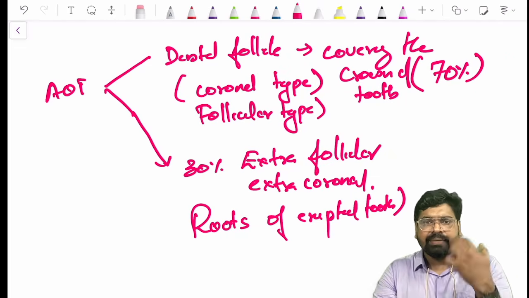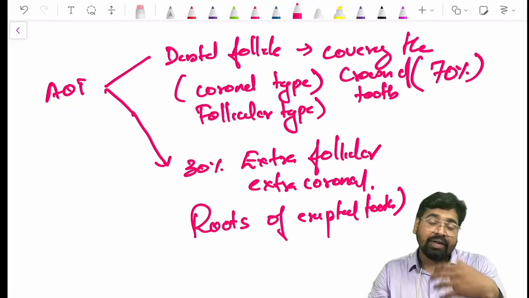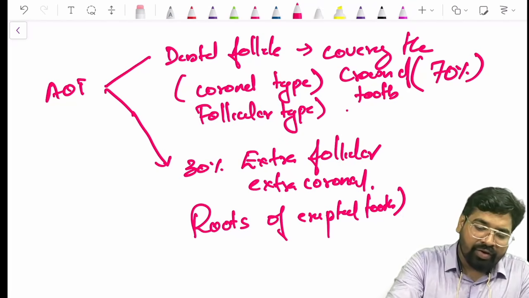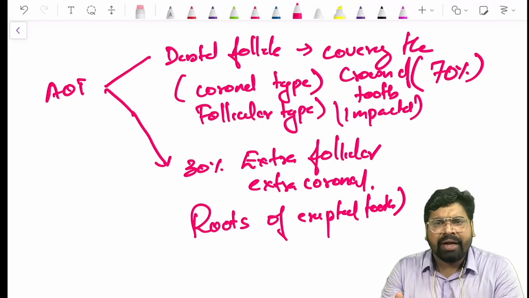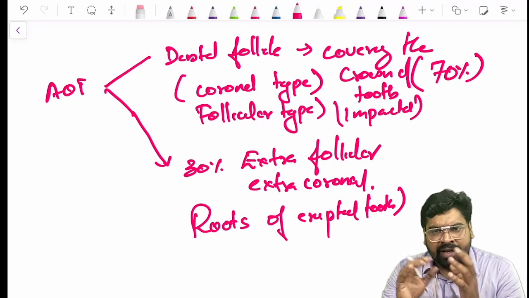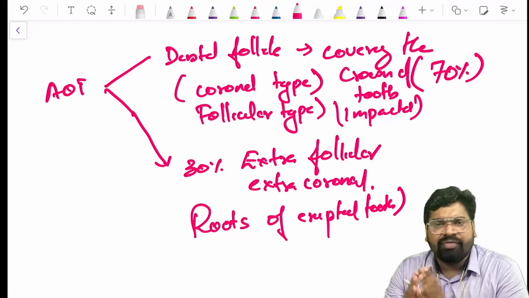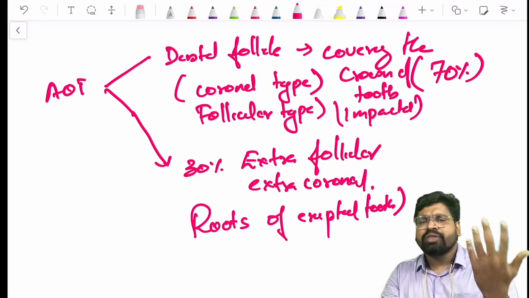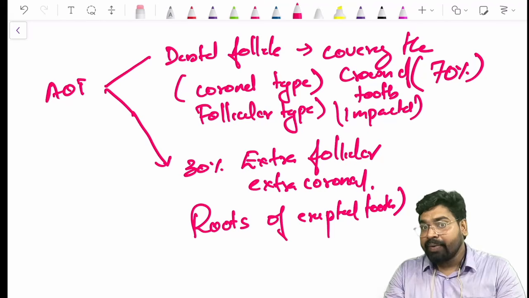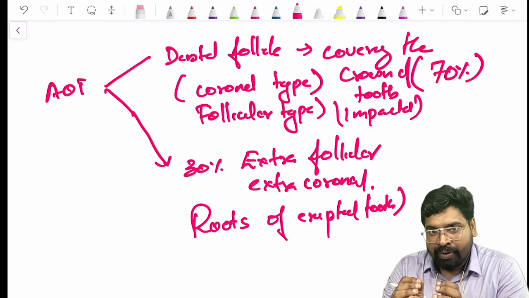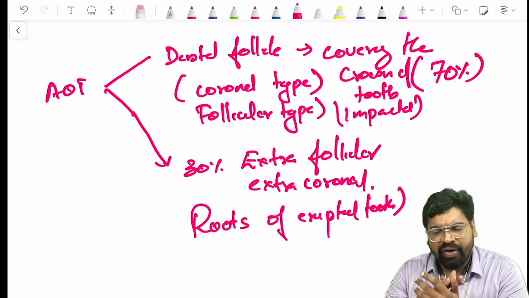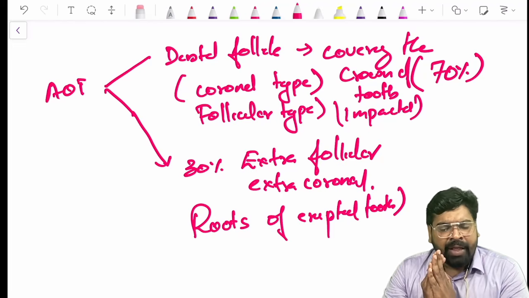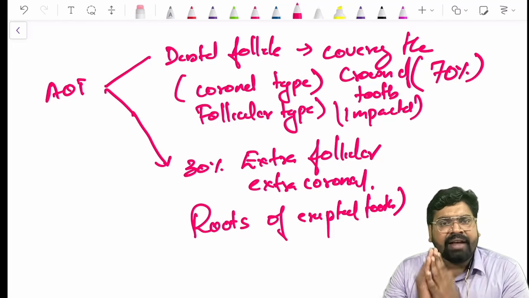So AOT can either come in a dental follicle, mainly the dental follicle of an impacted tooth. To come in the crown of a tooth, it should be impacted, right? It should be within the jaw. In an impacted tooth, it can come along with the dental follicle, or even after the tooth is erupted, AOT can come in the roots, near the roots. That is called extrafollicular or extracoronal. 30% of AOT cases are extrafollicular. So this is about certain facts in AOT.